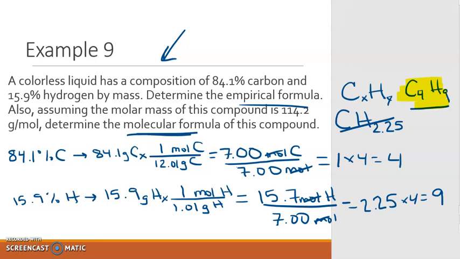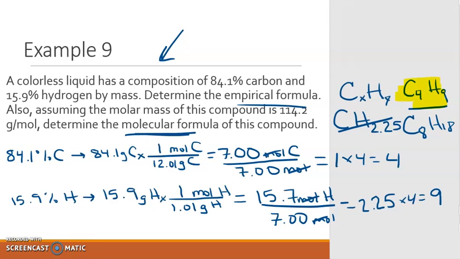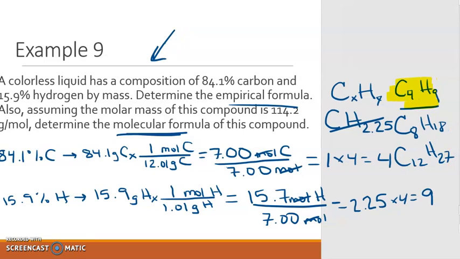I don't know. Maybe the molecular formula actually is C4H9. But maybe it's double that. Maybe it's actually C8H18. Maybe it's triple that. Maybe it's C12H27, and so on and so forth. We need to figure that out. So that's the second part of the problem.